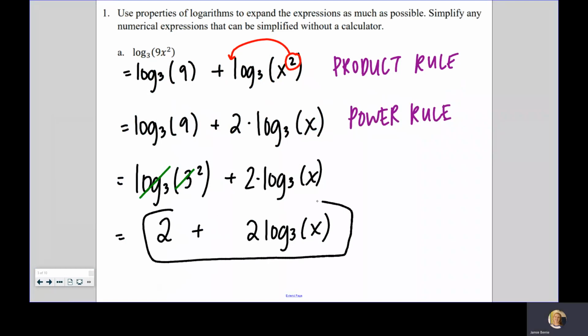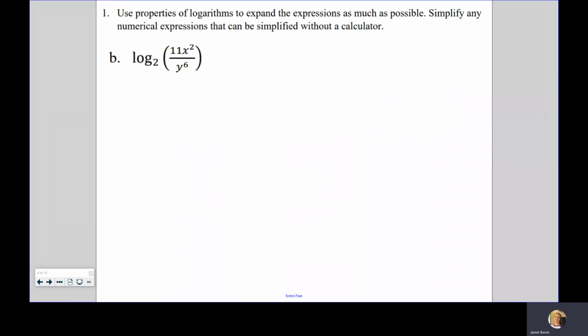That's my final answer. I cannot expand that anymore. So once you have just a variable as the argument in your logarithm, you know that you're done expanding. You cannot expand that anymore. All right, let's look at another example where we need to expand.